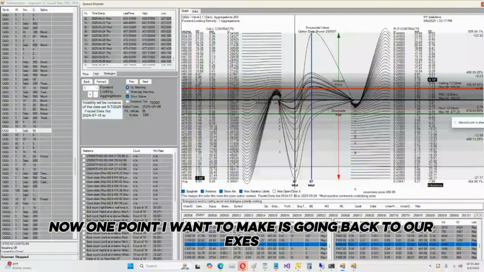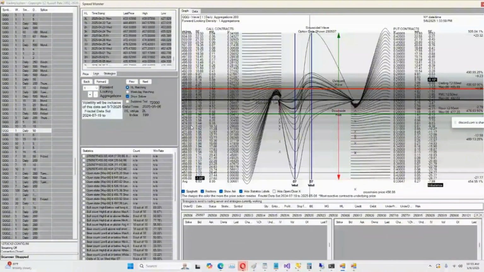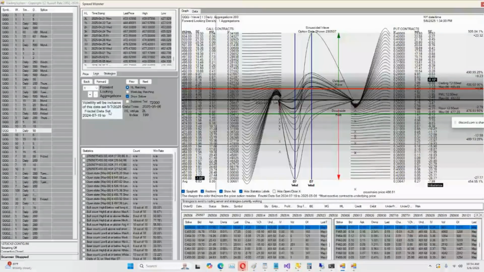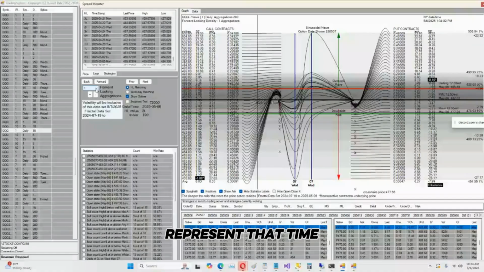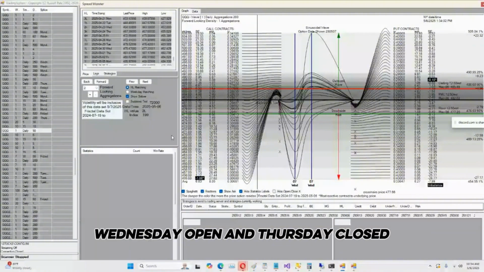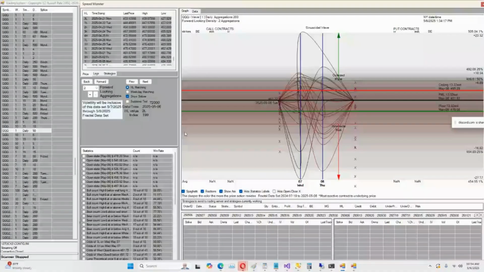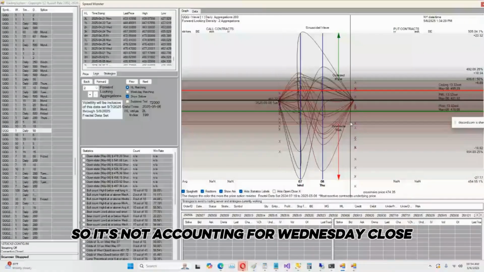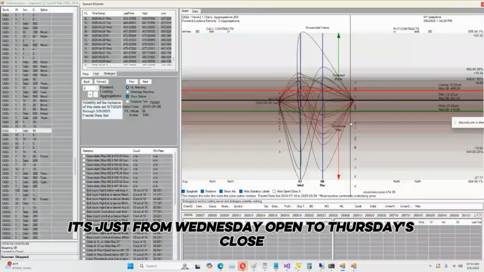Now, one point I want to make is going back to our X's, when we pick other aggregations, the X's represent that time. So the X's in this case represent Wednesday open and Thursday close. So it's not accounting for Wednesday close. It's just from Wednesday open to Thursday's close.